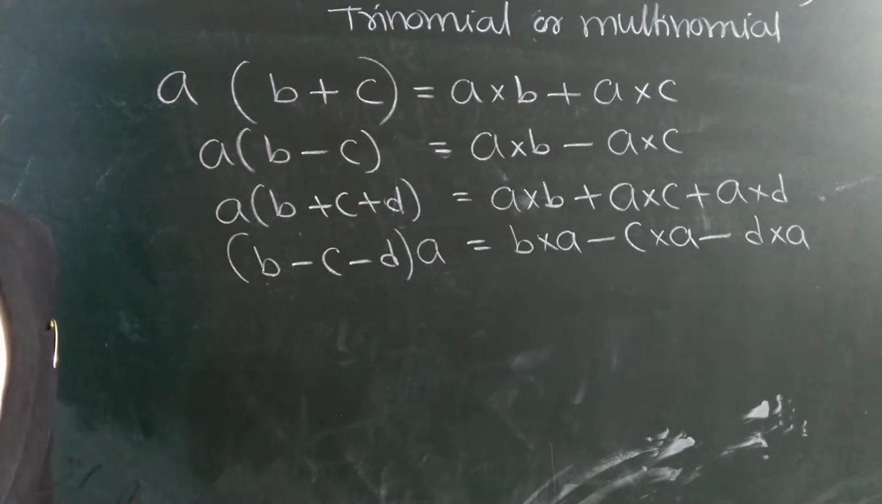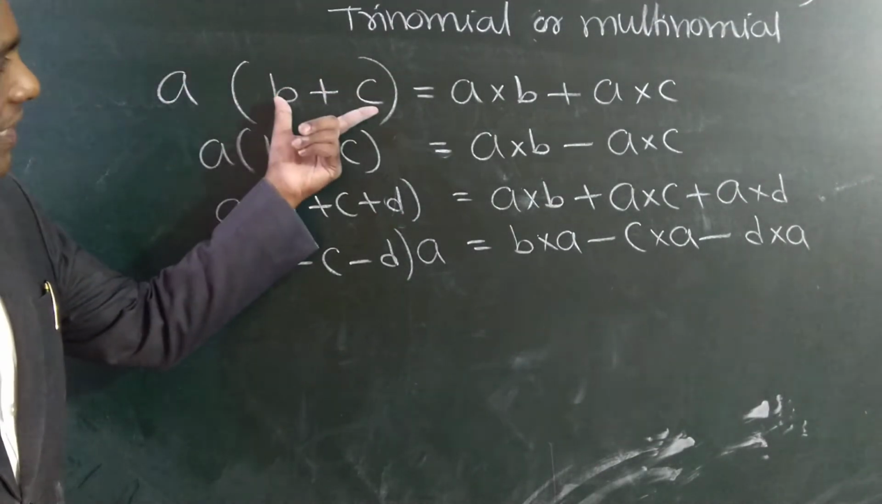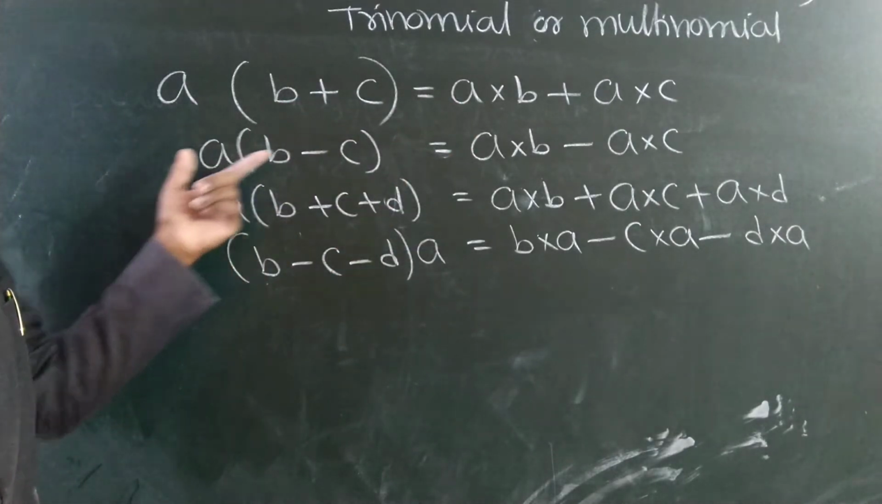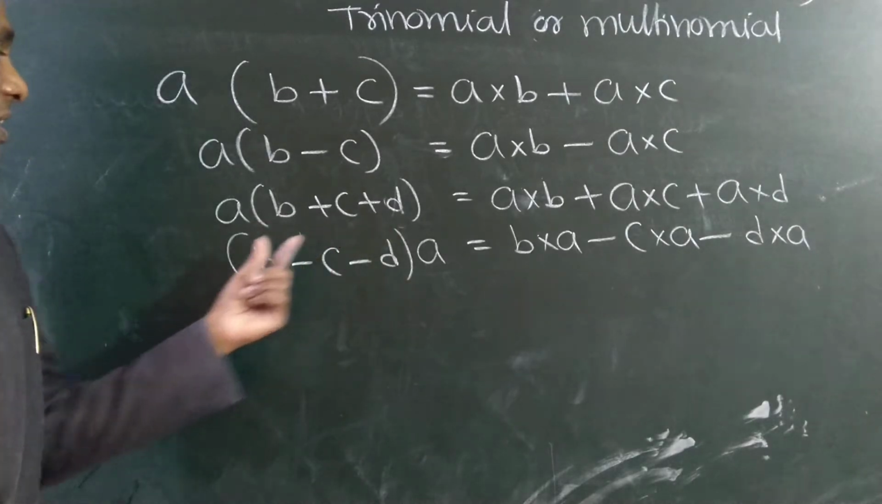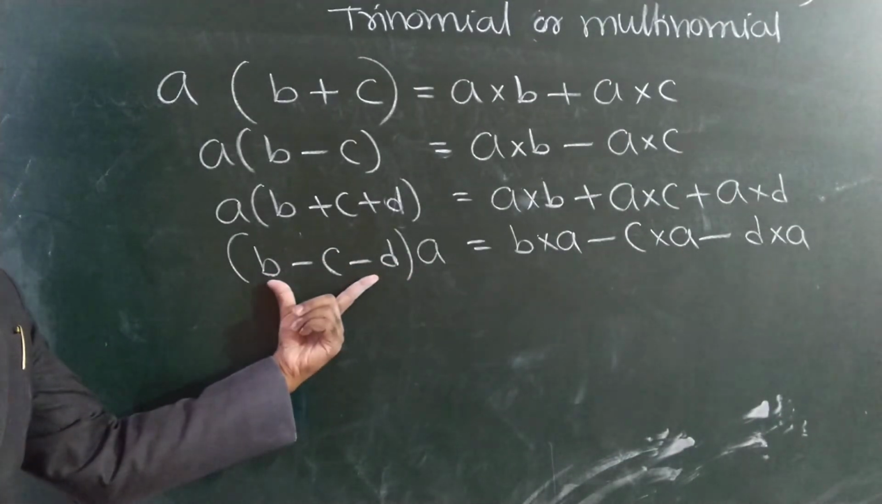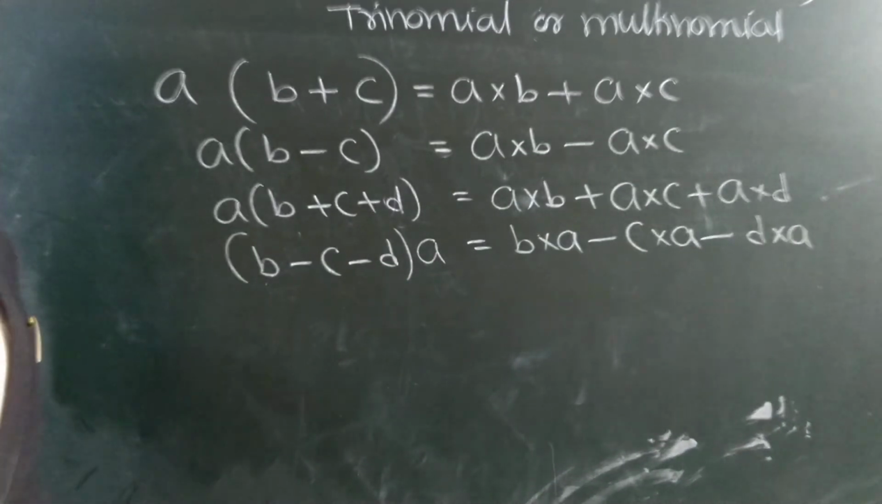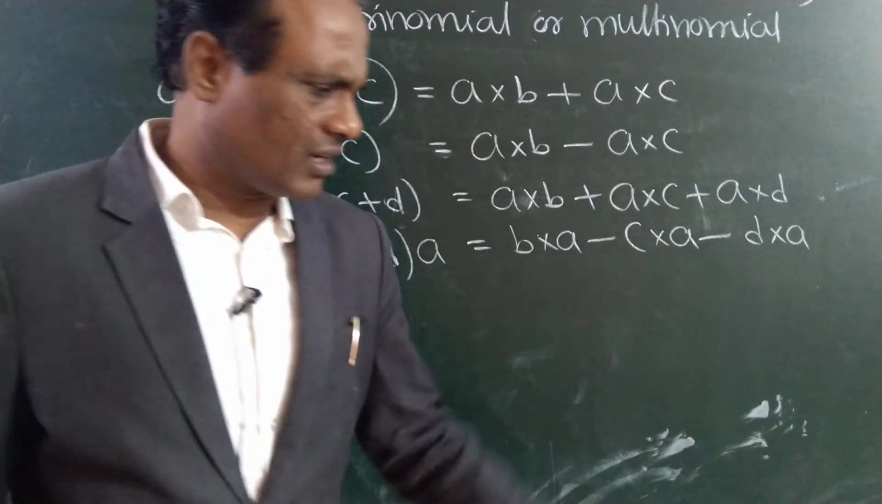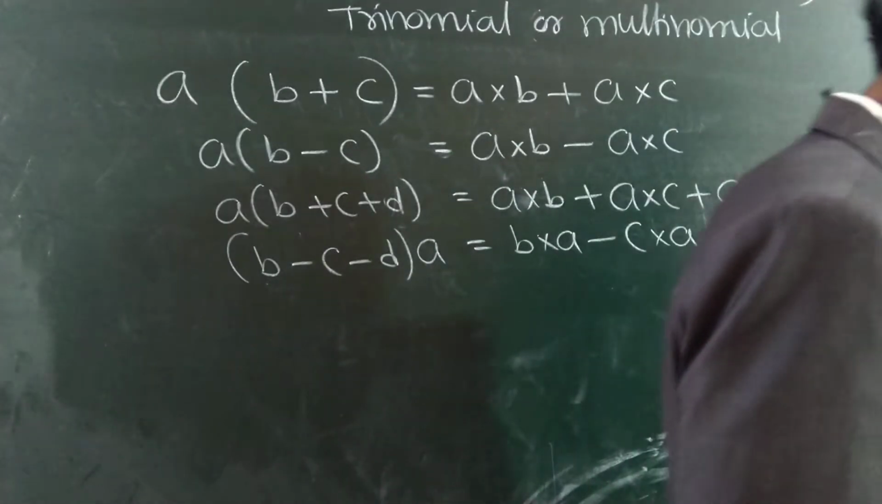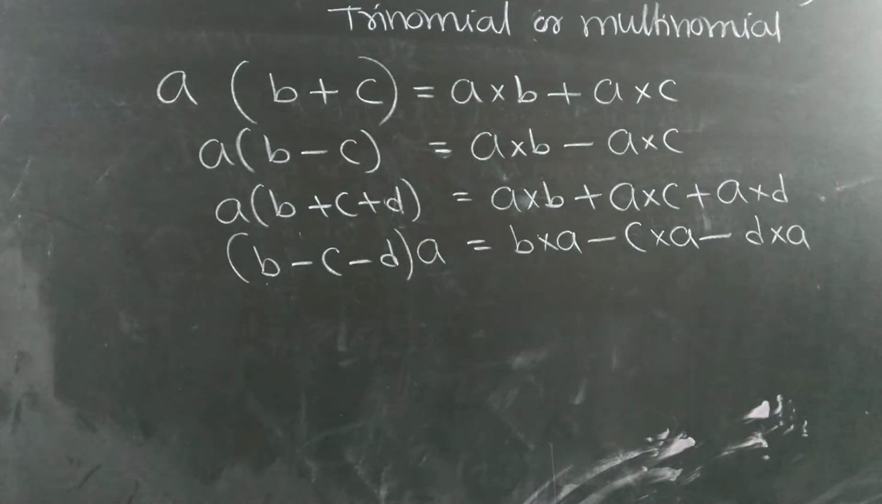Like this, monomial multiplied with binomial, monomial multiplied with a trinomial, extended to any number of terms. Simple concept. So you can just write down this and start Exercise 11.2.